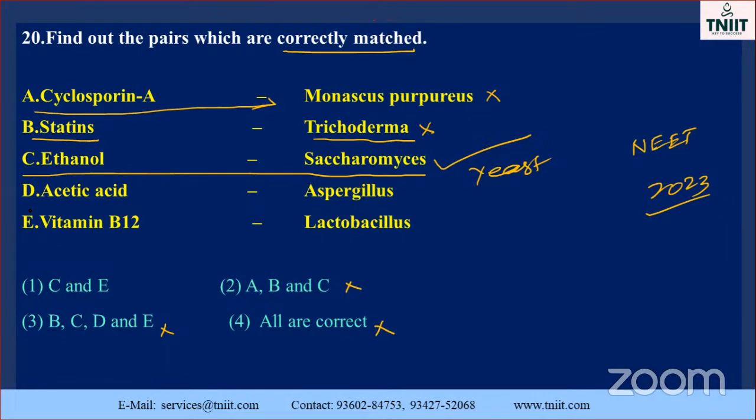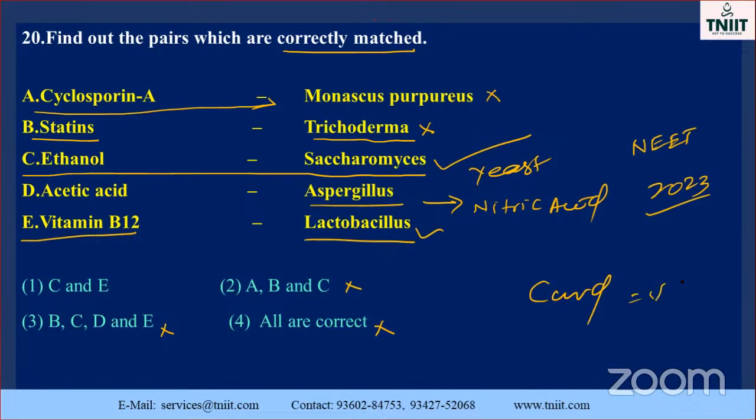See that acetic acid we already know about. C and E. Aspergillus produces citric acid. Vitamin B12 is definitely Lactobacillus. Already you know about curd. Curd contains vitamin B12 because of the action of which one, the Lactobacillus. So this one is correct. So the option with C, D, E only is the correct answer. This is very, very important, my dear students. Go to the next one.